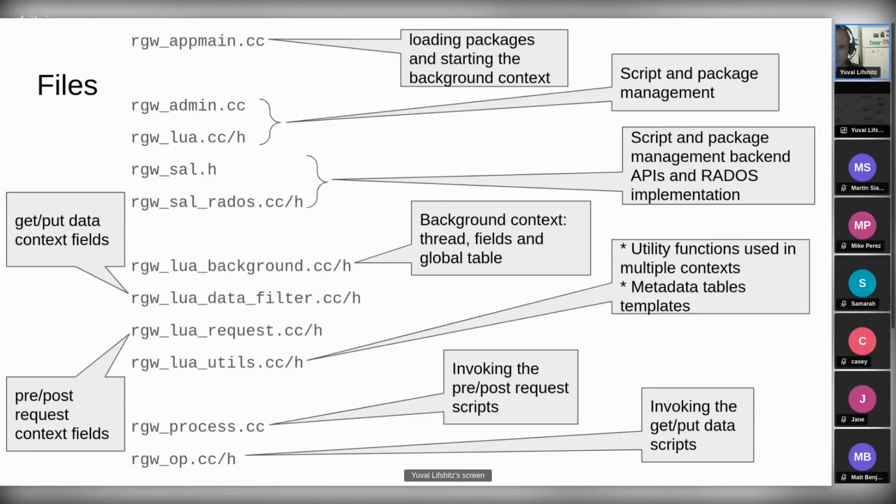The background context has its own thread, so it invokes itself. But this special thread is being set up in RGW app main. This is another thing that is important in app main: it installs the Lua packages that you configured via the admin CLI.